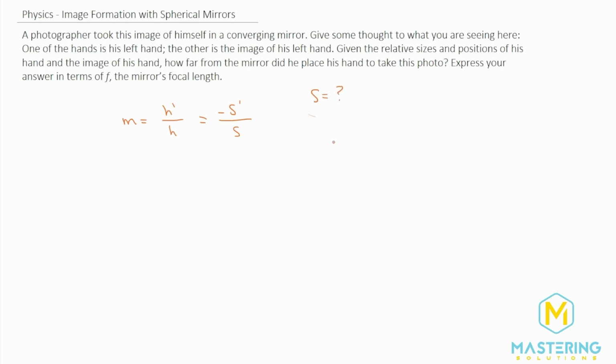That's our whole goal. Now the hands are about the same size, right? So that means the magnification is going to be 1. Now they're inverted from each other, so it's going to be -1. A magnification of -1 means they're the same size and the image is inverted. So we're going to set this magnification equal to the object and image distances. So -1 is equal to -s prime over s.